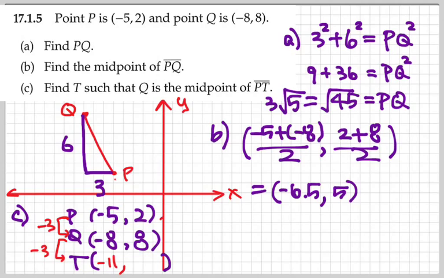How about the y values? 3 to 8 becomes 6. The next one also becomes 6 as well. So we get 14. And that becomes our answer. The coordinate of T must be -11, 14.